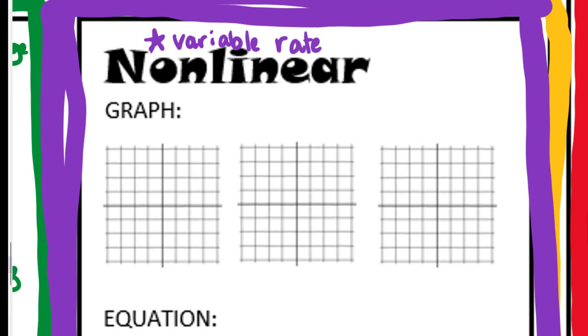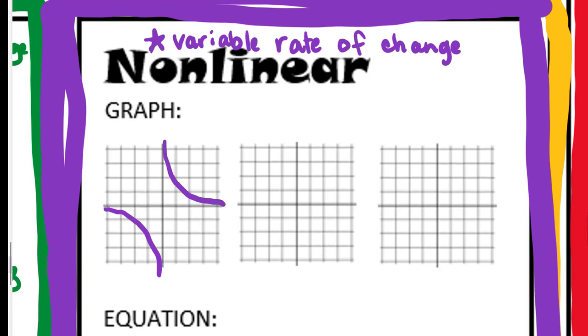And the nonlinear business comes from a variable rate of change. And when I use the word variable in this context, it doesn't mean like an X or a Y or some other letter. It means that the rate of change itself is being inconsistent. The rate of change is changing. It varies. It's not consistent or constant. And that's what causes the graph itself to be nonlinear.